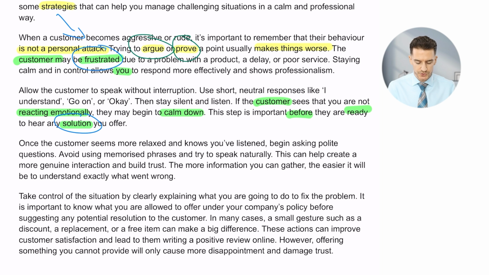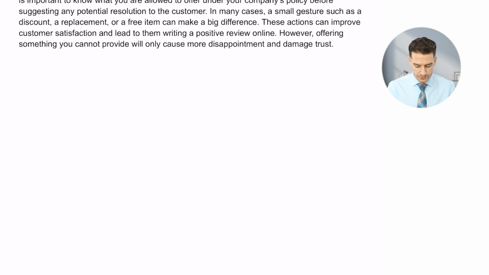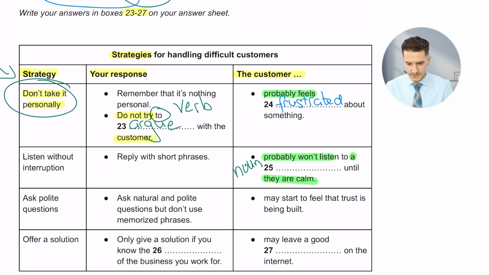Okay, so you need to not react emotionally. The customer might calm down, and then after that, they might listen to your solution. So let's have a look and see if that fits. Won't listen to a solution until they are calm. Yes, that looks correct. It makes sense. The grammar is fine, so we can move on.